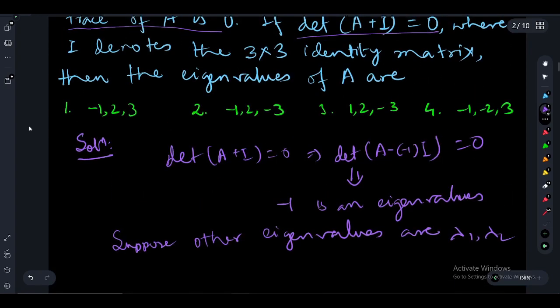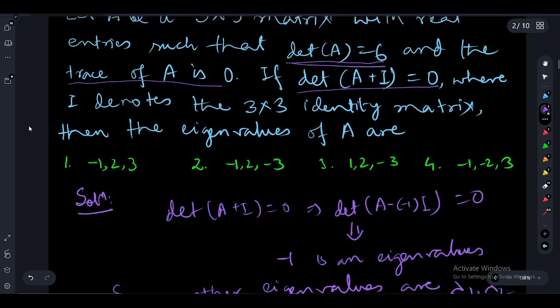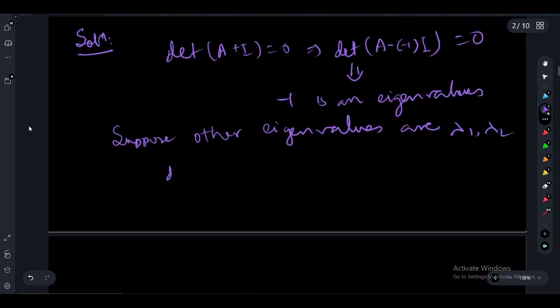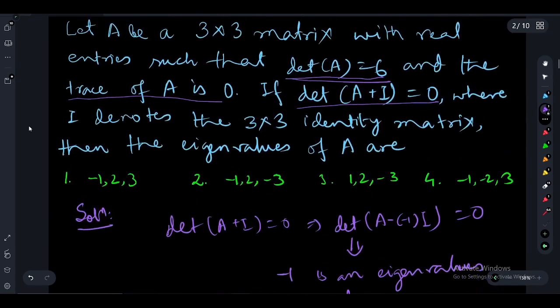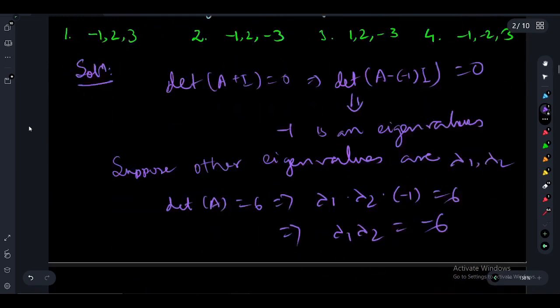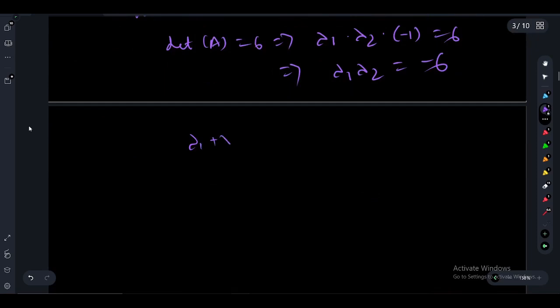Since the determinant of A is equal to 6, we can write that lambda 1 into lambda 2 into minus 1 is equal to 6. So using that we can write lambda 1 lambda 2 equals minus 6. Now it is also given that the trace of A is equal to 0. So using that we can write that lambda 1 plus lambda 2 minus 1 equals 0. So lambda 1 plus lambda 2 is equal to 1.